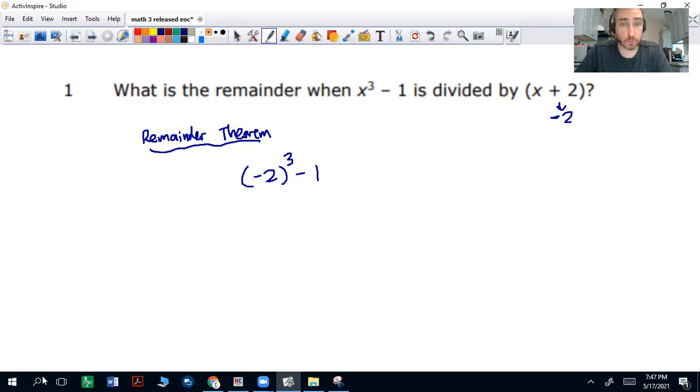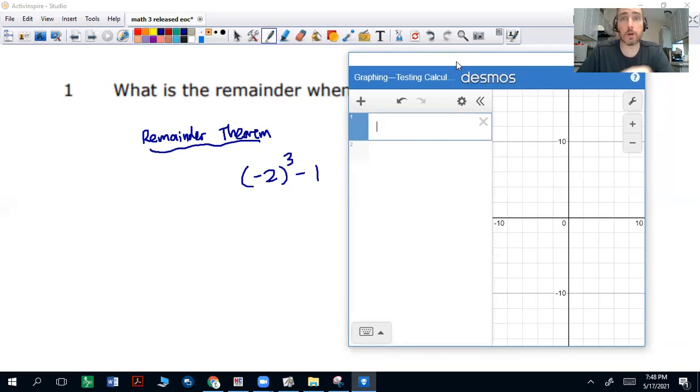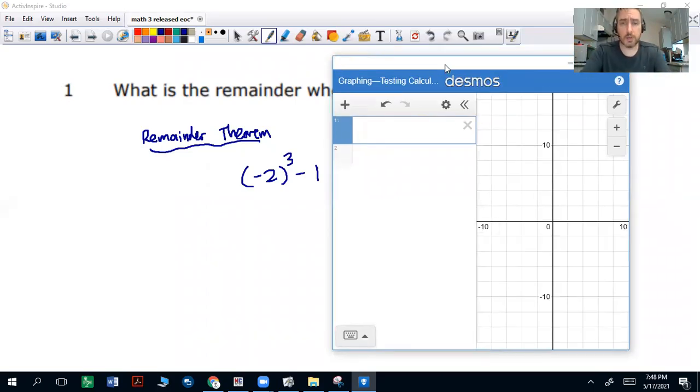So I like to use Desmos when I'm using calculators, especially when I'm displaying it on videos. And this is the calculator you will get on your Math 3 EOC. It's available on every single question. So I use it as much as I can. So I would plug it in just like you see.